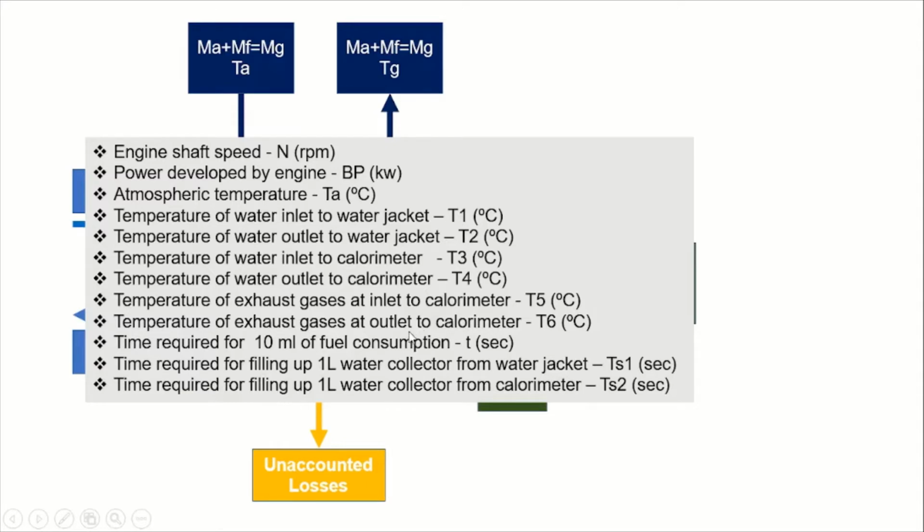After that we calculate the heat supply in the engine, heat absorbed by water, heat absorbed by hot gases, and power developed by the IC engine, meaning the brake power. We have also calculated the unaccounted losses.